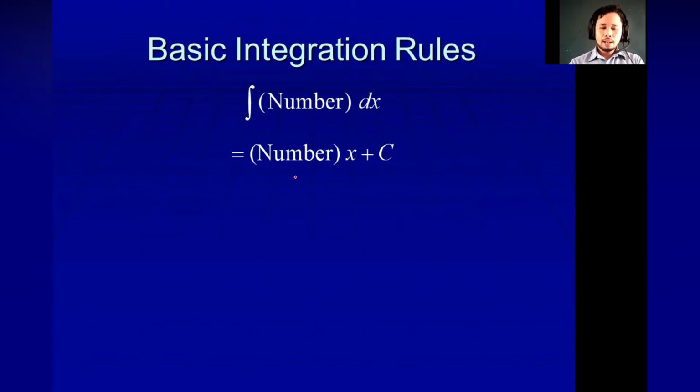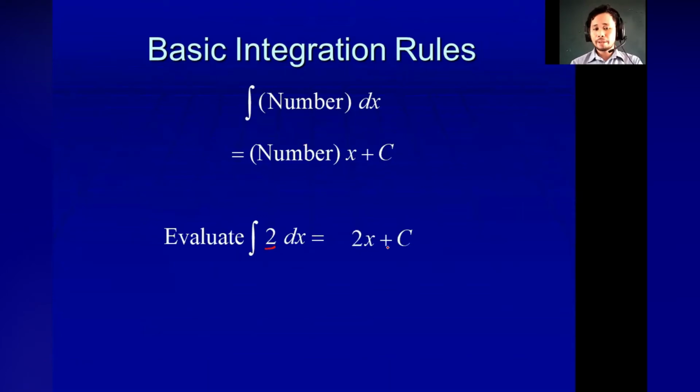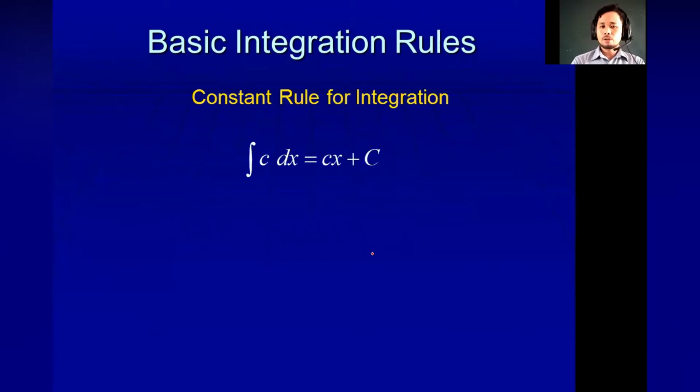So, for example, evaluate the antiderivative of 2 dx. Our answer is, we copy the number, that is 2, multiply that by x, so 2x, and then plus c as our final answer. That rule is called the constant rule for integration. If you are asked to find the integral of a constant c, any constant number dx, then that is the constant times x, plus c.